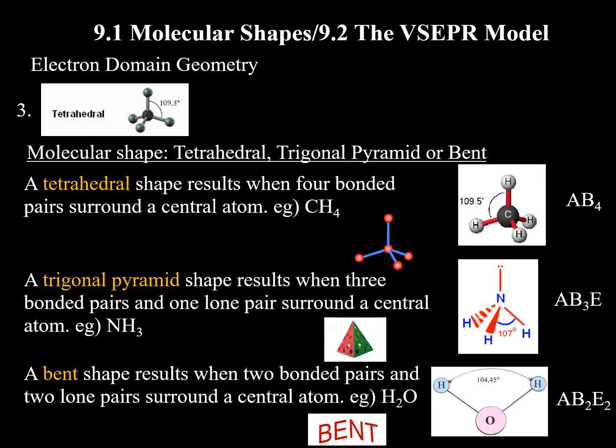The third type is a tetrahedral. Tetra means four. You guys remember in Tetris, you get four in a row. We saw that at Tetris. So a tetrahedral, we call that four sides.